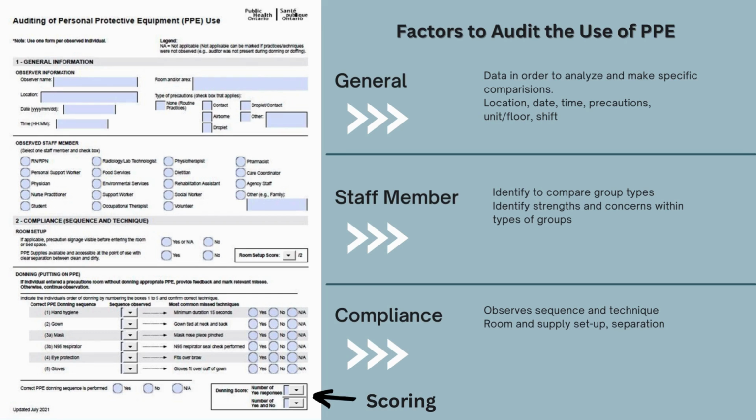The next factor, indicating the staff member being observed, will allow you to compare or identify where strengths or concerns are within different staff groups. Third and last, the compliance section looks at sequence and technique.